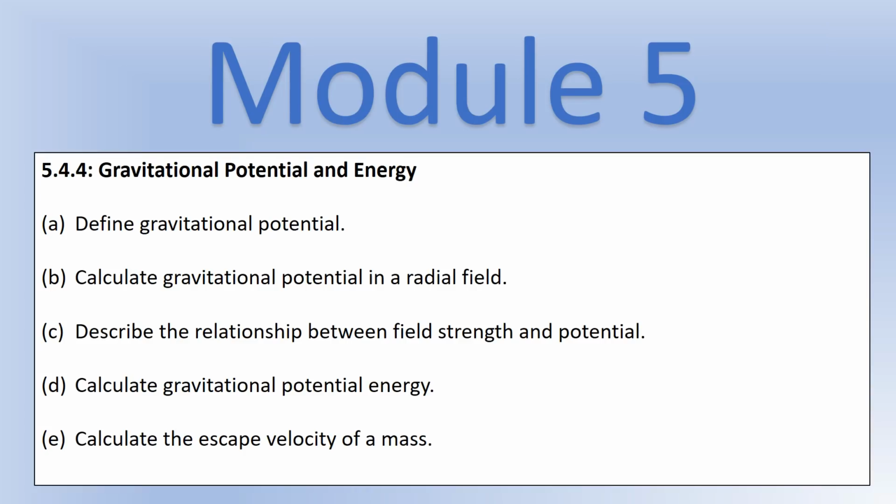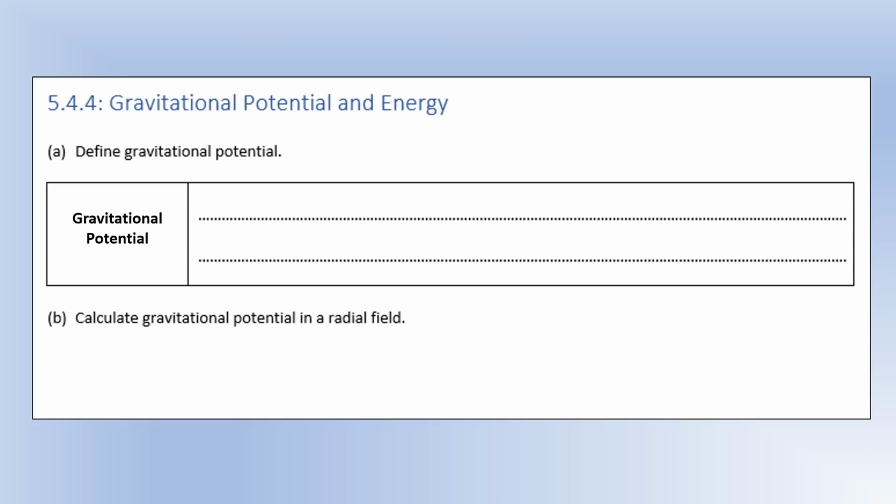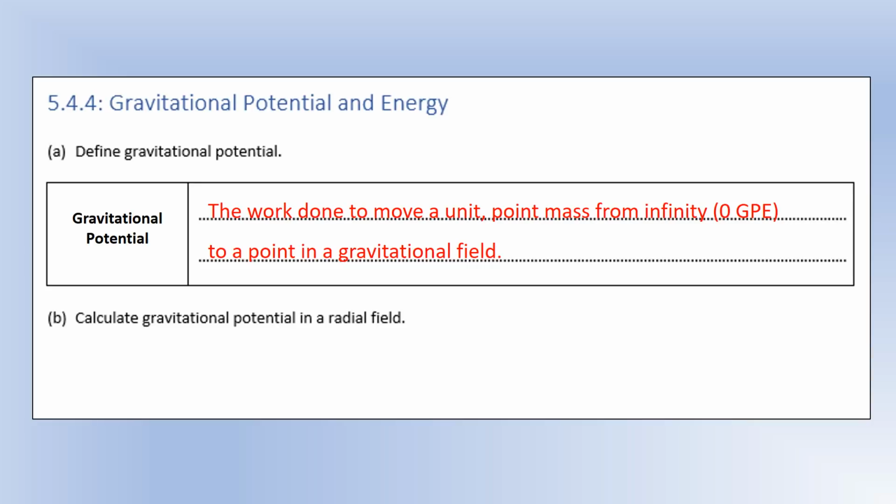All right, so now we're going to think about gravitational fields in terms of energy as well as in terms of force, which we've done already. Starting off with gravitational potential, it's the work you have to do to move a unit, so 1 kilogram point, so 0 volume mass, from infinity, where it has no GPE, to a point in a gravitational field where it does have some GPE. And we can calculate it using an equation.